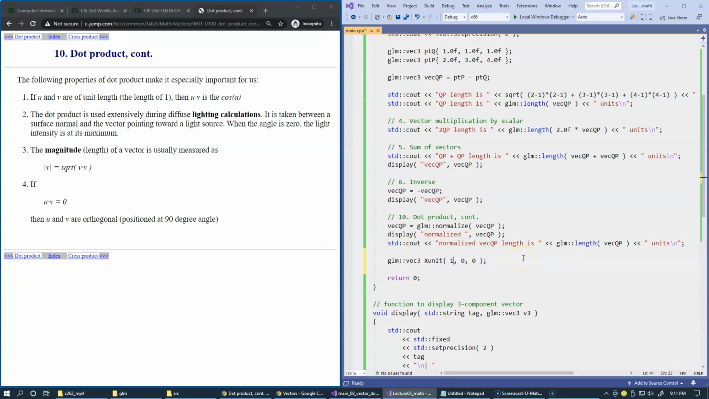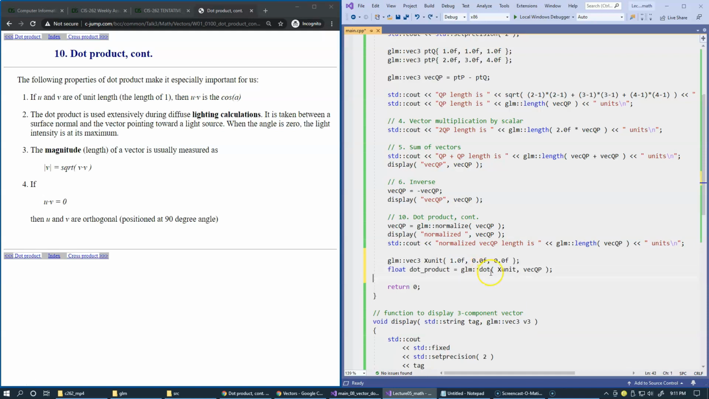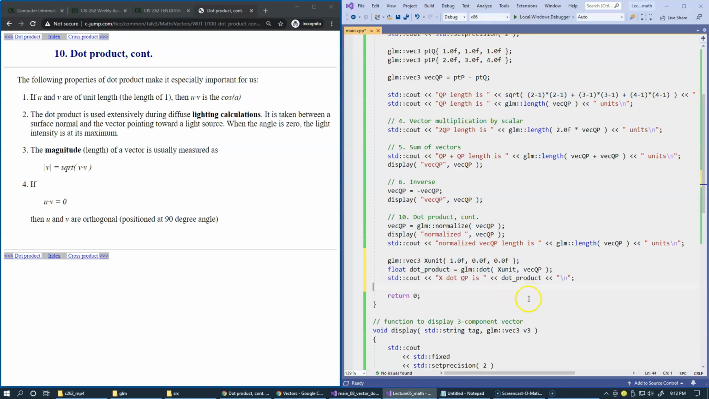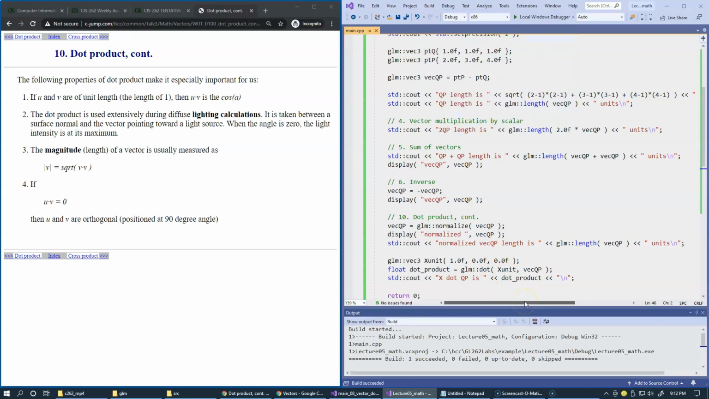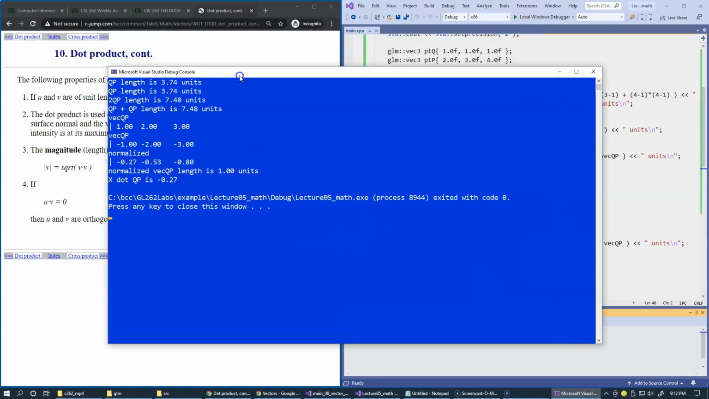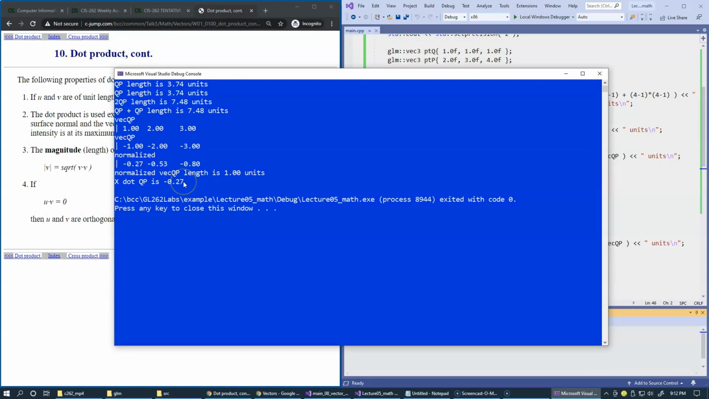In fact, let's change this to 0f. So we specify floating point values and compute the dot product using dot in the glm namespace, and we provide these two vectors as parameters to this function call. The result is the scalar dot product value. So let's print the result, which is really the cosine of the angle between the two. Okay, and so this is the result. It's negative 0.27.